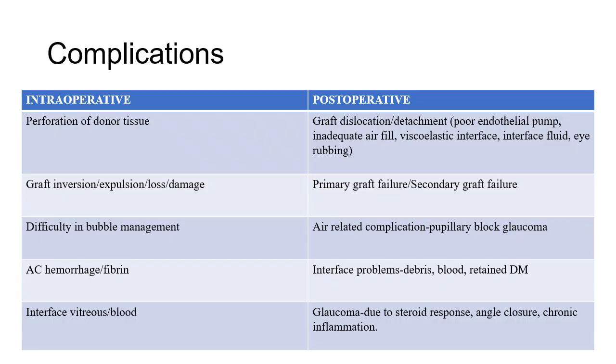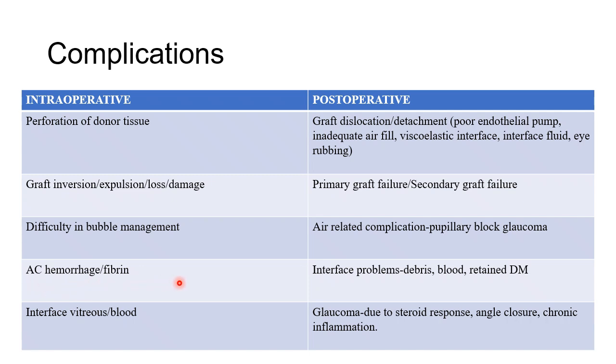What are the complications? Intraoperative complications. One can perforate the donor tissue. Graft inversion, expulsion, loss, or damage can occur. Obviously, these graft related problems will be there. Inversion is when you put it with the endothelial side up in contact with the recipient stroma. So that's wrong orientation. Difficulty in bubble management, bubble related problems like pupillary block glaucoma.